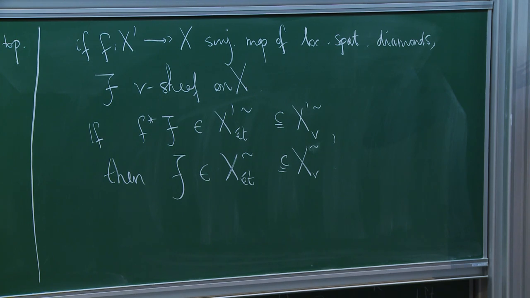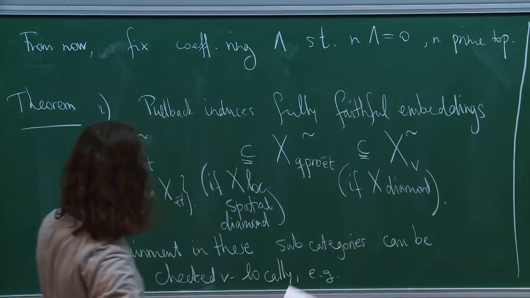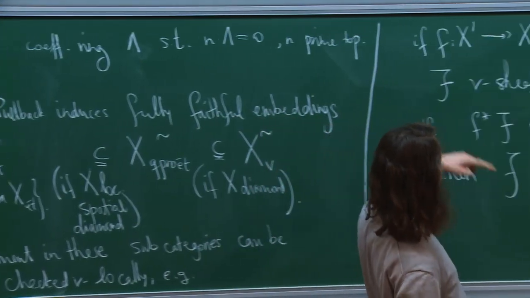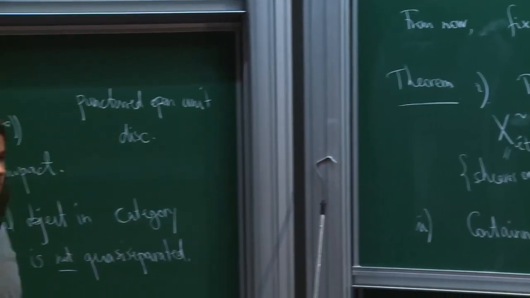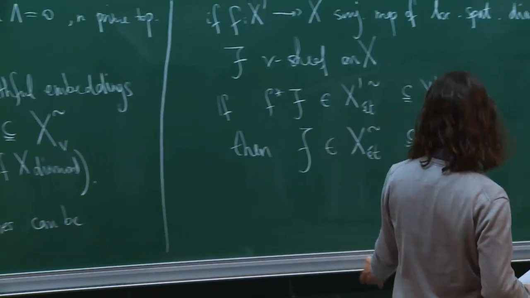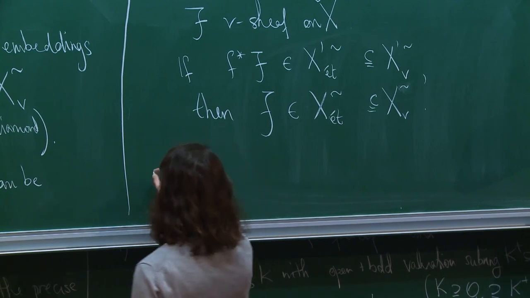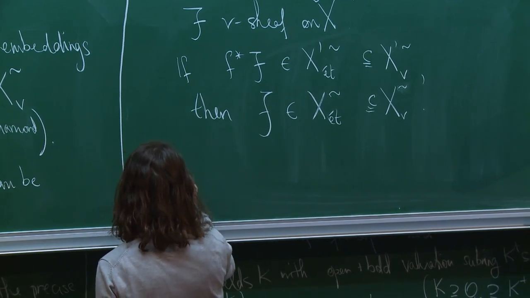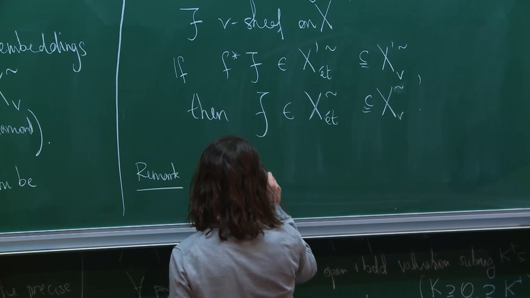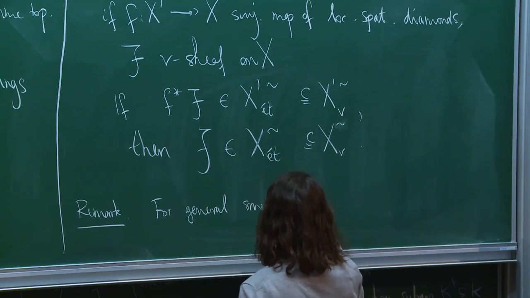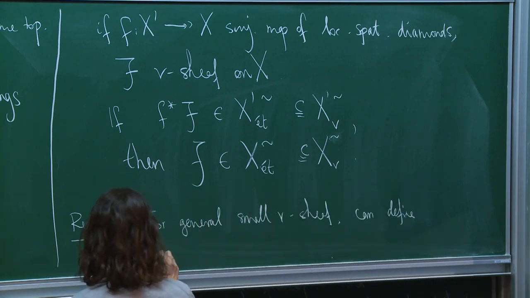So this means that for a general, say small, V sheaf, you can define a category which would be some version of the etale topos as a category of all V sheaves which have the property that whenever you pull back to a locally spatial diamond, they lie in the subcategory. And this is something which then becomes a V stack. And similarly for quasi-proetale sheaves. So for a general small V sheaf, you can define full subcategories.